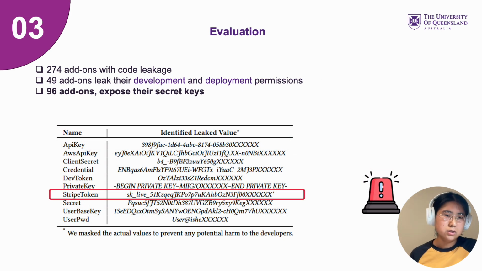And around 100 add-ons actually expose their secret keys. As we can see from these examples, there are many keys like the API key, AWS keys, and also the Stripe token. The Stripe token is actually used for accessing the financial service, and the add-on actually hard-coded its secret key, and we can use this to access the financial account of the add-on developers.